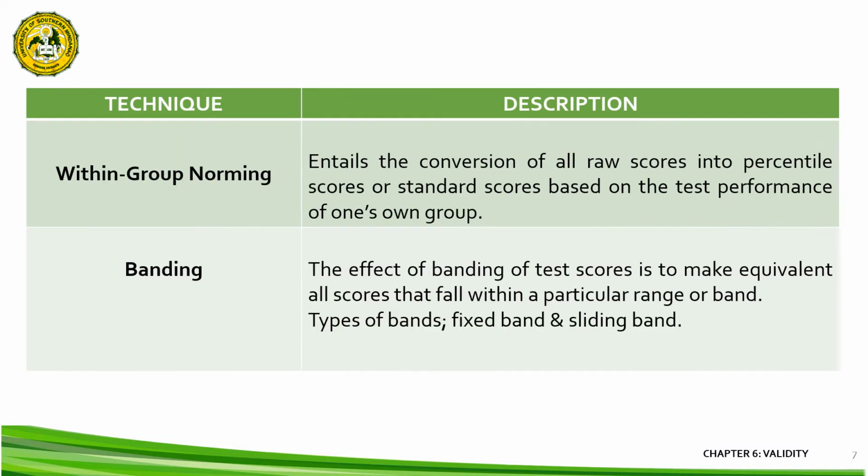The next technique is within group norming. The use of this technique is to remedy adverse impact if members of different groups tend to perform differently on a particular test. Within group norming entails the conversion of all raw scores into percentile scores or standard scores based on the test performance of one's own group or group membership.